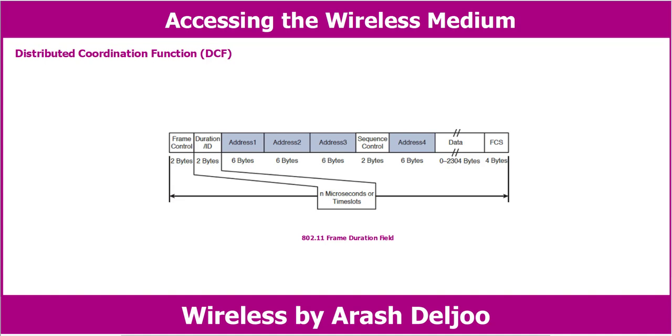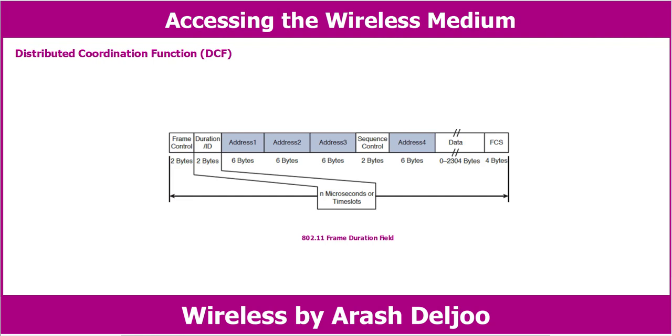In this video, I'm going to talk about accessing the wireless medium. Once a wireless device has data to send, it must access the network medium and try to send it. Remember that a wireless channel is a shared medium and that every device trying to use it must share the airtime and contend for its use.